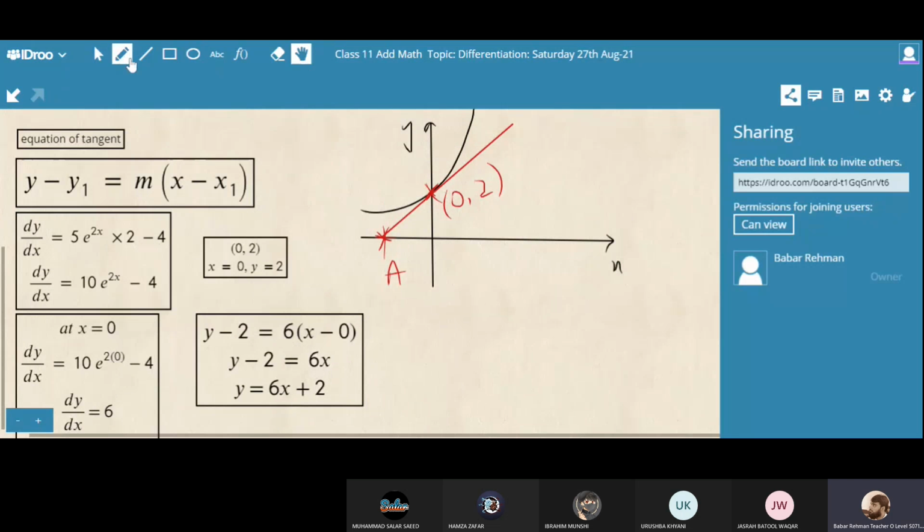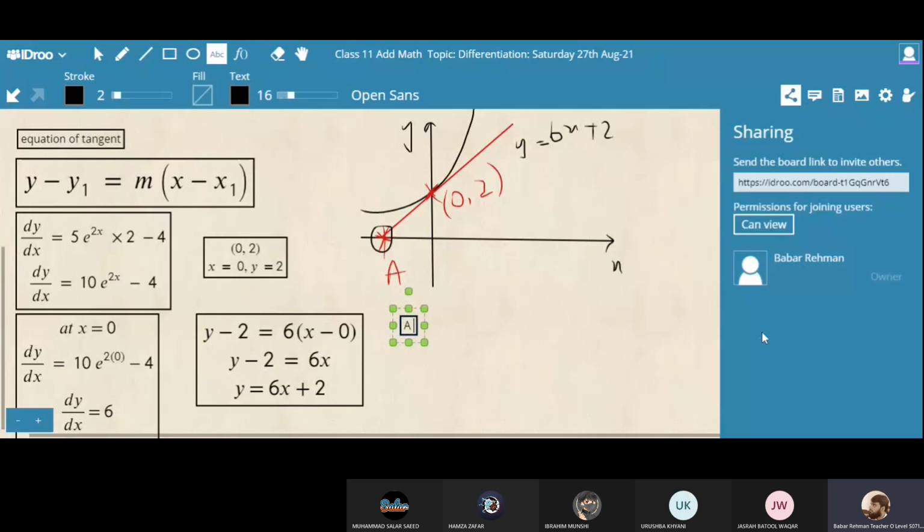How this line is going up. This line equation is y is equal to 6x plus 2. Now this line is intersecting this one. Can anybody tell me the coordinates of A? What are the coordinates of A? Because it is intersecting the x-axis. So what will y be? 0.